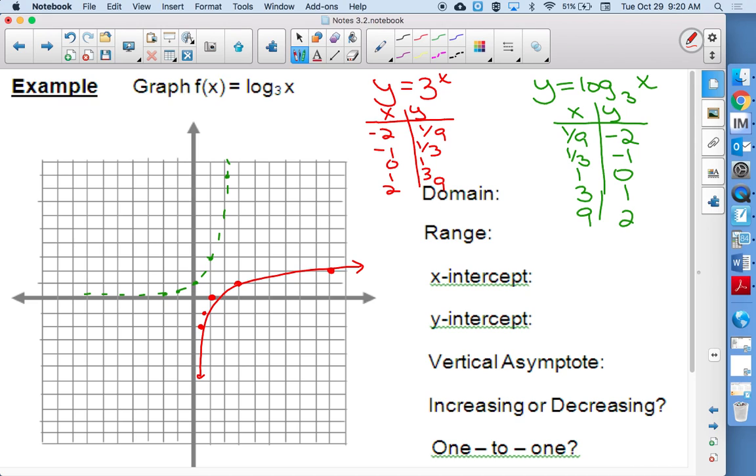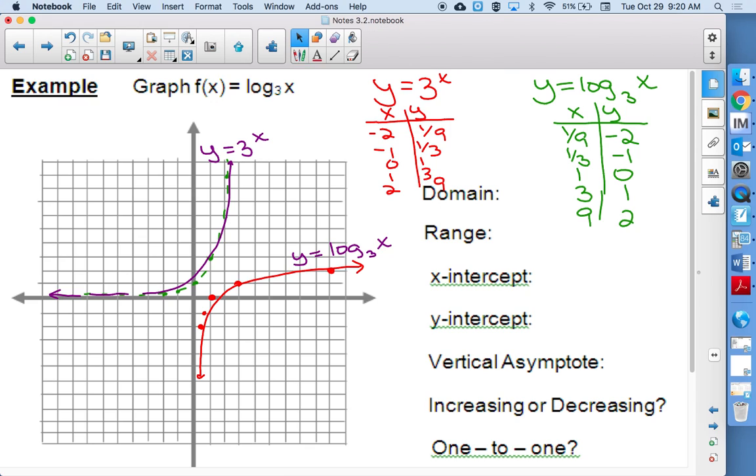I drew in the original function as well, kind of dashed it in here. So this is y equals 3 to the x. You don't have to draw it, you have yours above. Just I don't have both of mine on my same screen. And now I have log base 3 of x.